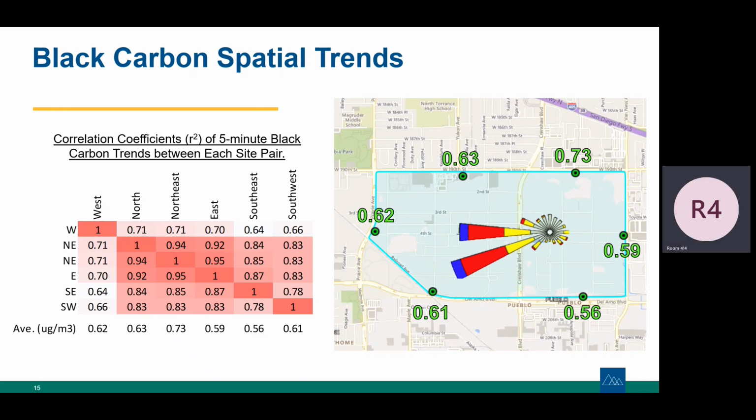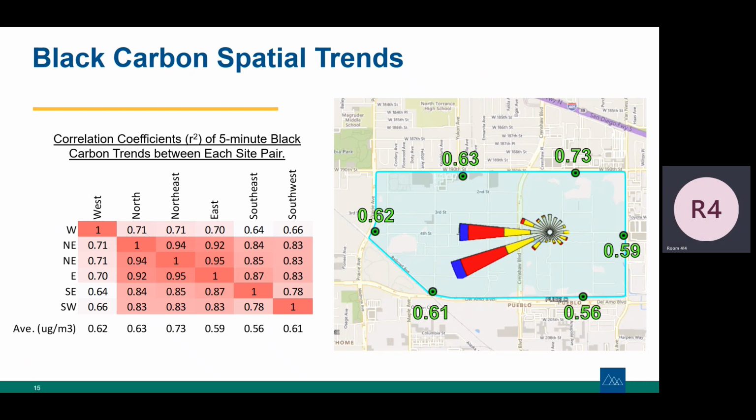There's a more interesting story, though, I think, with the spatial trends. So let's start talking about that. On the left-hand side, a table showing correlation coefficients. So this basically shows how similar the black carbon at each of the Fenceline monitoring sites is to the other sites. They're all highly correlated. You can kind of see that from the previous charts that I've shown.